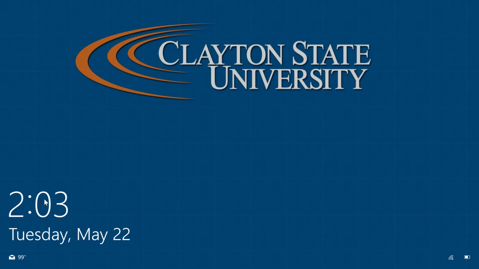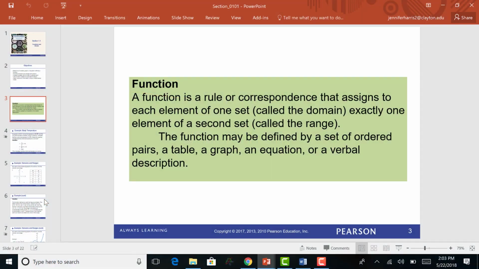All right, questions? Let me log back in. Alrighty, so we've covered a couple of things while doing this, so I'm going to go through the slides so I can see. All right, did we do the ordered pairs? Did we do the XY table? Did we do the graph? Equation? And a verbal statement.